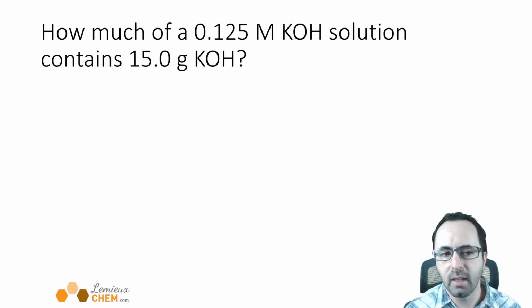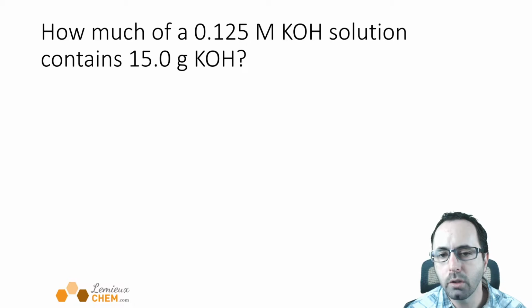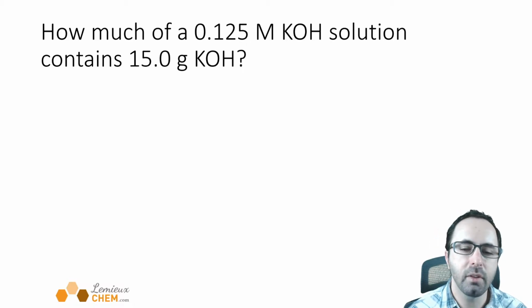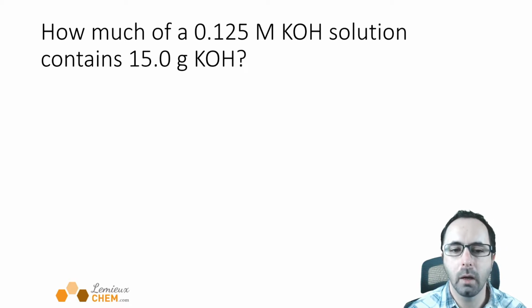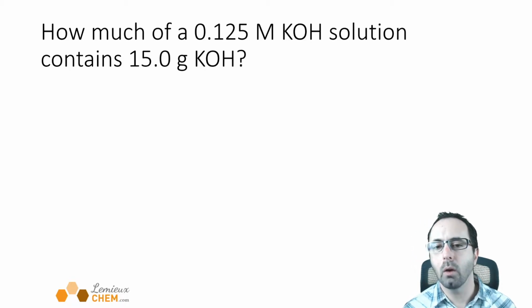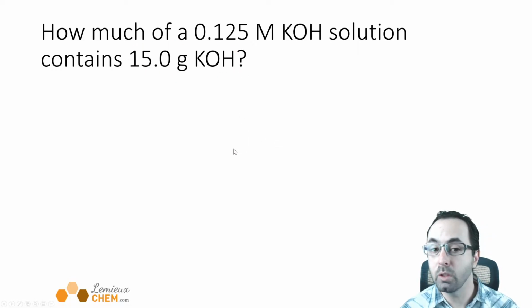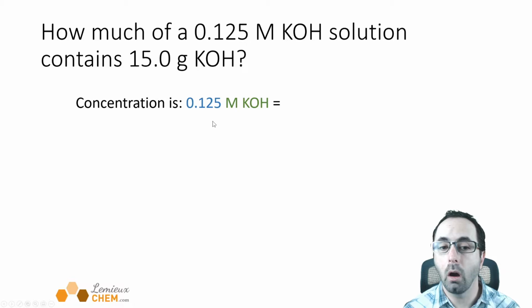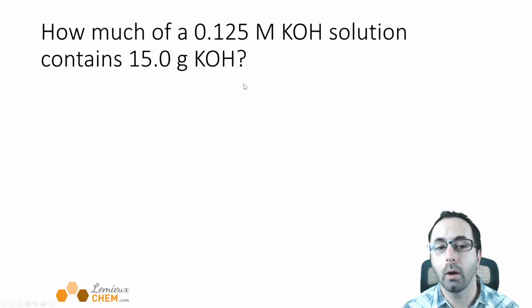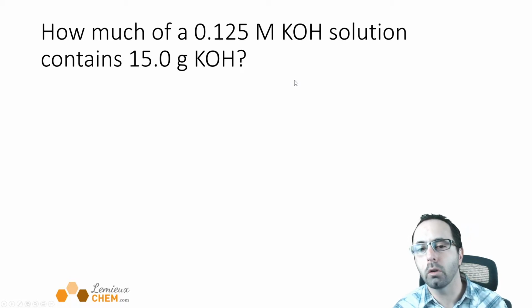And here's another example of this type of question. How much of a 0.125 molar potassium hydroxide solution contains 15 grams of potassium hydroxide? So again, we should take a look at what information we have. Well, we've got the 15 grams of KOH, which is the solute. So our solute is 15 grams of KOH. Our concentration here is 0.125 molar.